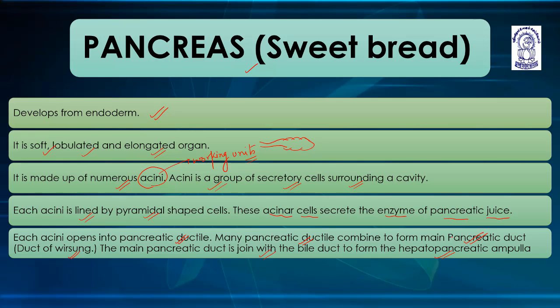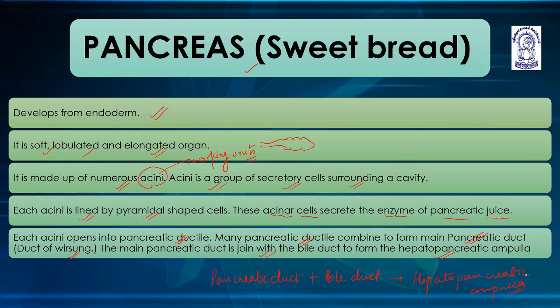So the pancreatic duct plus the bile duct forms the hepatopancreatic ampulla.